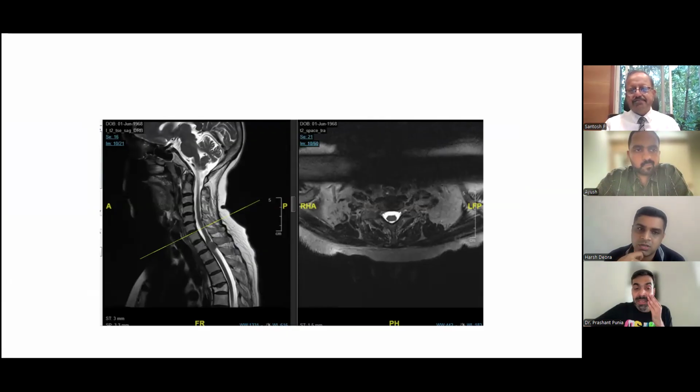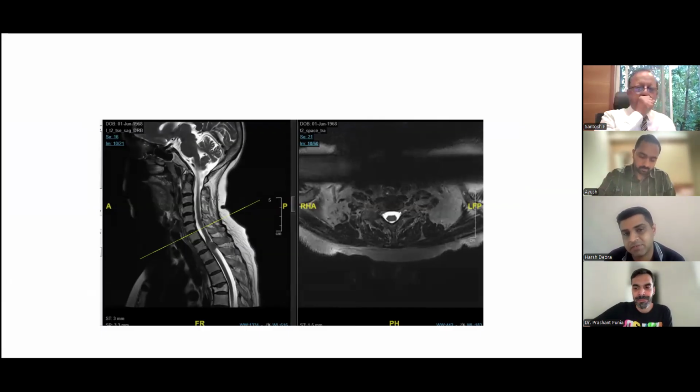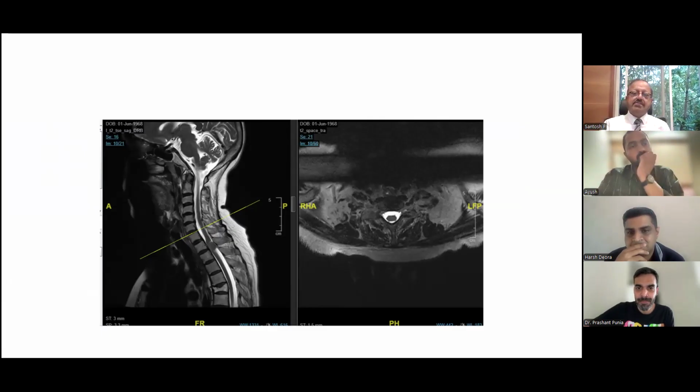So you want to take into account everything and then answer. Think over it. This is a C7T1 lesion. This question has been kept for a specific reason. I have not just kept it like that. A lot of thought has gone into putting this question. It is a T1. So what is so specific about T1?